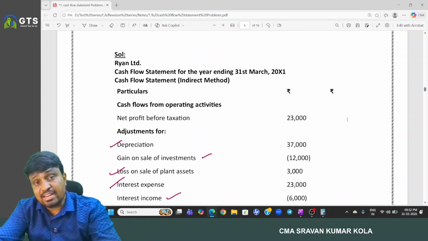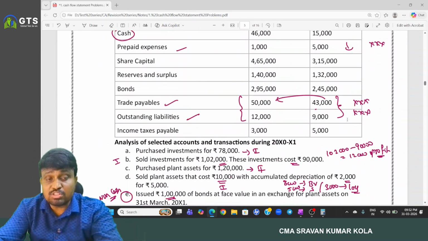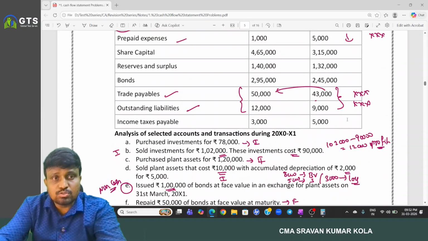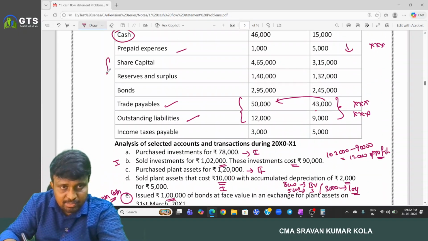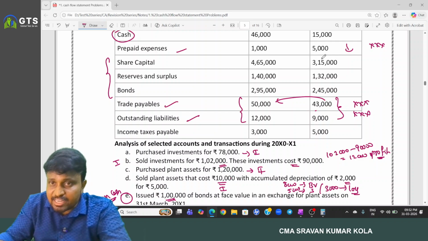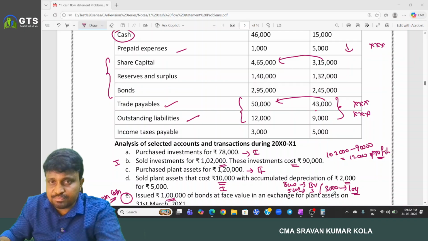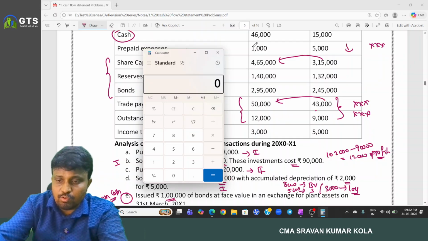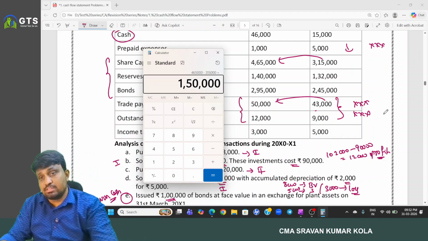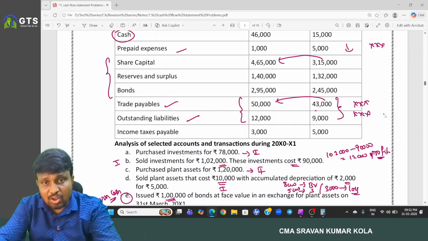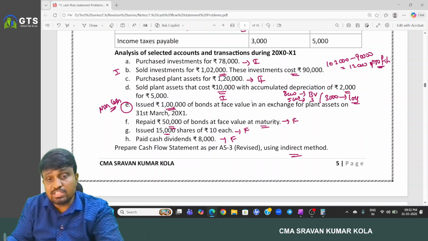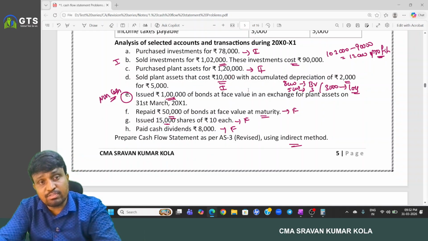Directly we consider. And coming to the financing activity, the sources of finance we have to consider are share capital, reserves and surplus, and bonds. Share capital, how much increase is there? 4,65,000 minus 3,15,000 is 1,50,000. But remember, there is one non-cash transaction, which relates to the bonds. So 1,50,000 is the increase.